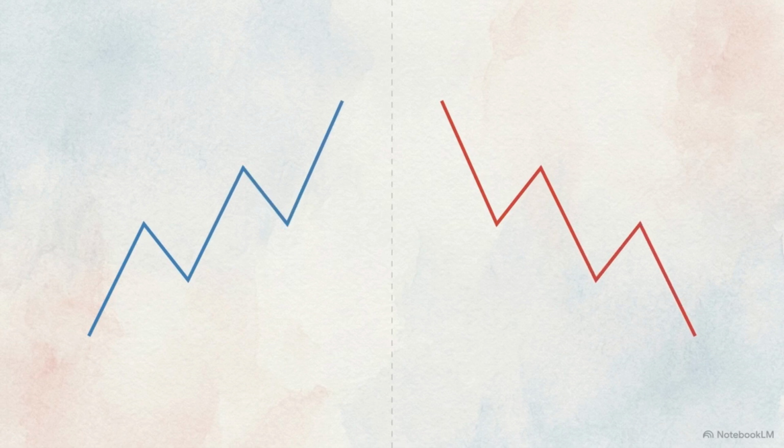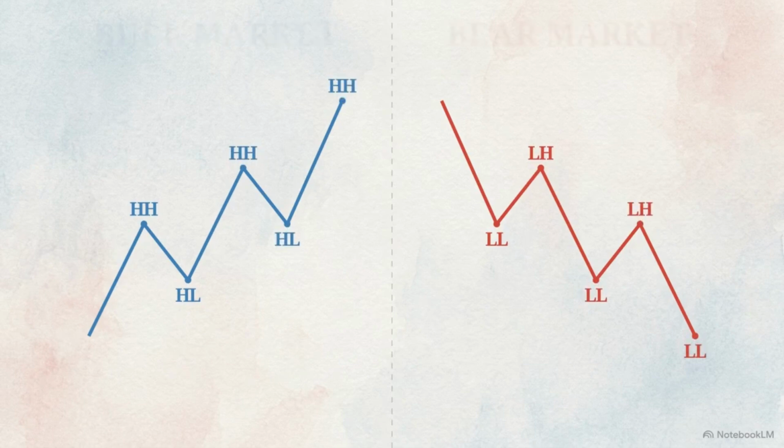Looking at these graphs, the market does not move randomly. It steps in distinct, identifiable trends. A bull market characterized by climbing peaks, and a bear market defined by a sequence of descending steps.